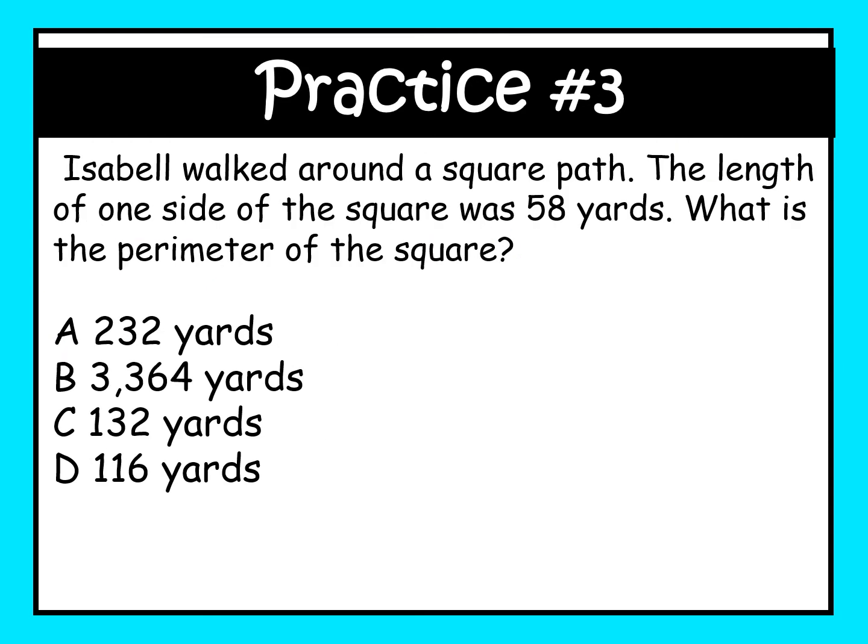Practice number 3. Isabel walked around a square path. The length of one side of the square was 58 yards. What is the perimeter of this square? This problem is asking me to find the perimeter. So to find the perimeter, I have to add length plus width plus length plus width. I know that this is a square, and one side of the square is 58 yards, so all the sides are going to be equal because it's a square.